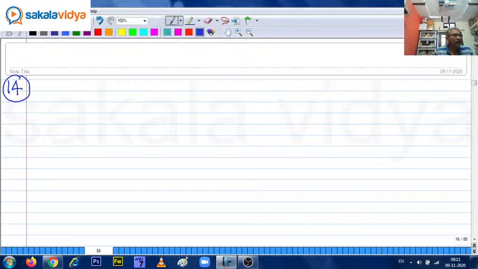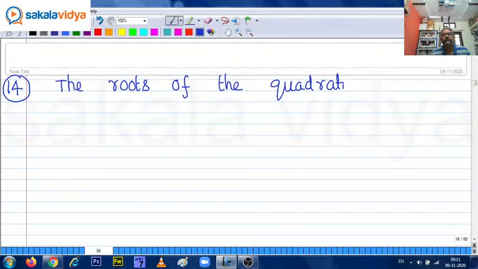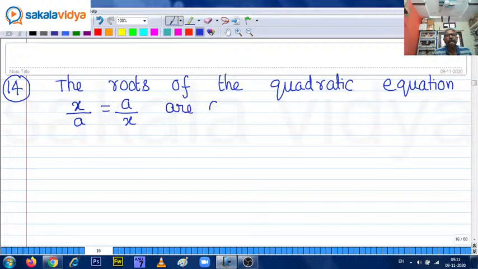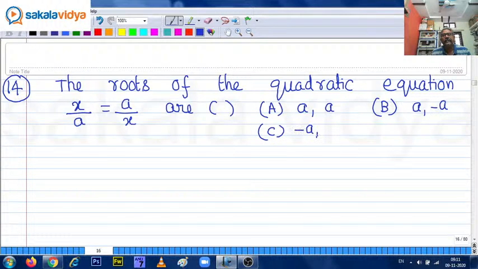Fourteenth question. The roots of the quadratic equation x upon a equal to a upon x are: option A is a comma a, option B is a comma minus a, option C minus a comma minus a, option D minus a square comma a square. So which is the right option?